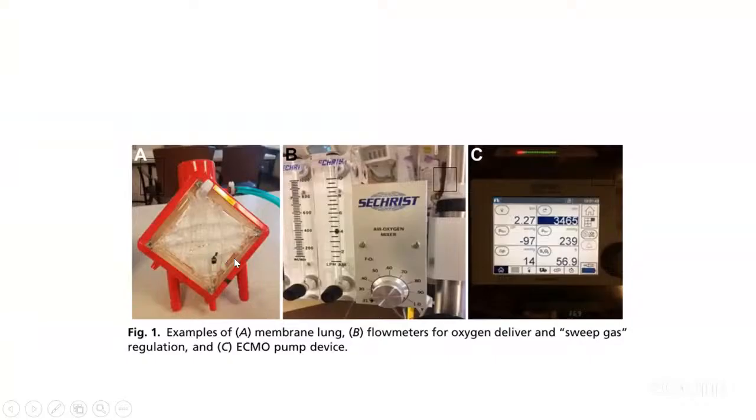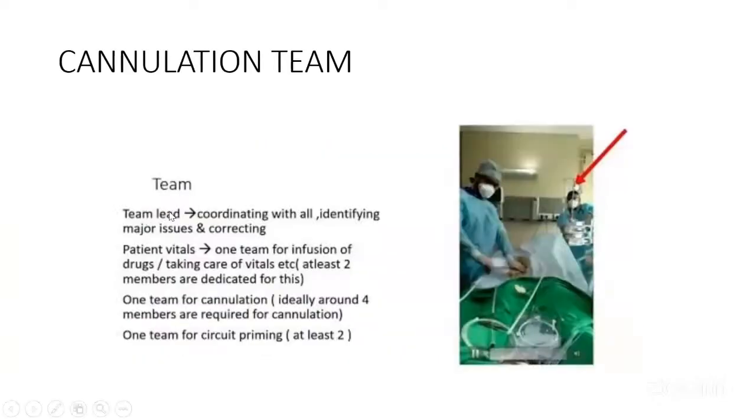The things which are important in ECMO preparation are to have a proper circuit and oxygenator, where we have the oxygen connections. This is for the ECMO machine. These are the flow meters. This is the flow meter for the oxygen delivery, this for the sweep gas, and the ECMO pump device. So these are the things which will be there in the complete ECMO assembly.